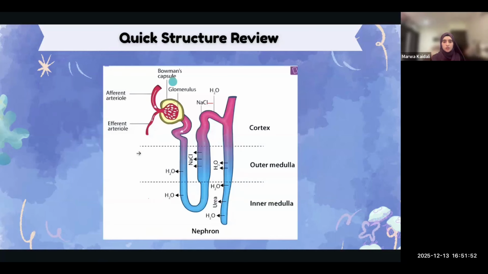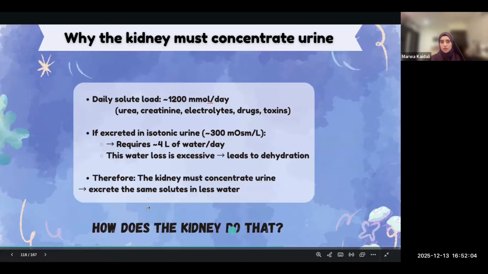Now, this is just a quick review. So we know that this is our nephron, and we know that it is divided into 3 areas. So we have the cortex, we have the outer medulla. This one. How does the kidney do that? This is what we're going to see in the lecture.